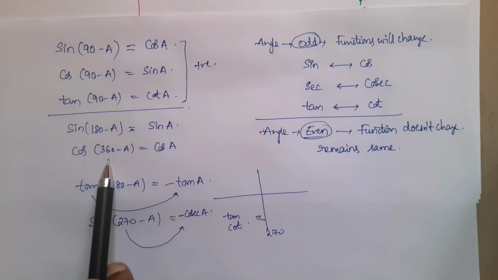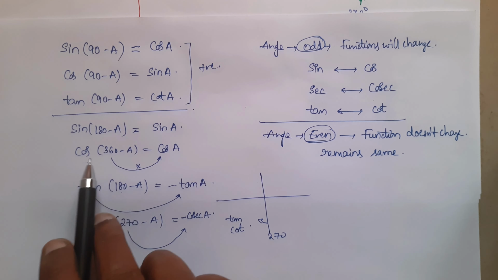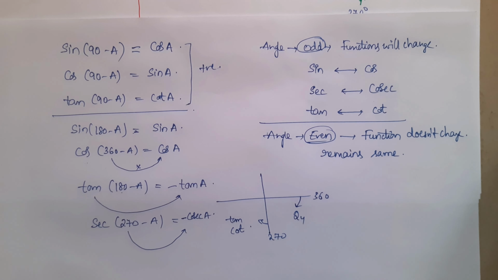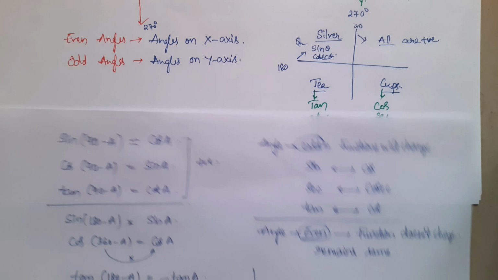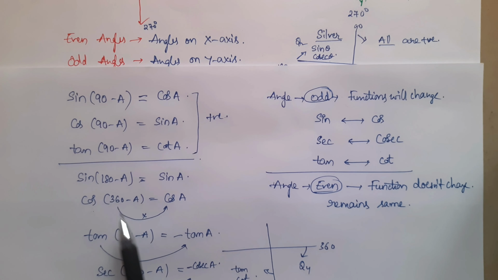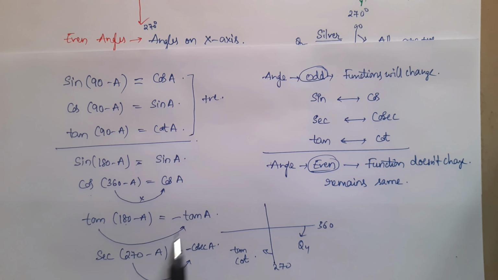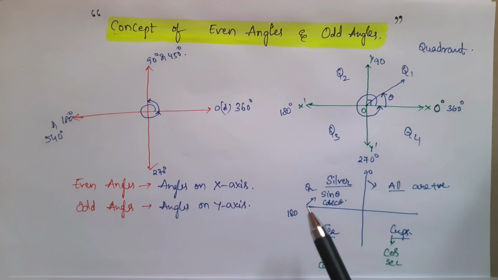And here, particularly cos of 360 minus a. 360 is an even angle, so the function does not change, it stays as it is. And 360 minus a means the fourth quadrant, Q4. In Q4, cos and secant are positive, so that's why cos is positive. Like that we have to take it, whether it is 90, 360, 180 or 270. Any trigonometric function you can write, it may be positive or negative, or the function will change, based on this concept of odd angles and even angles.